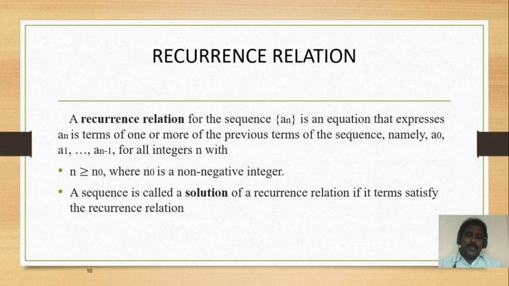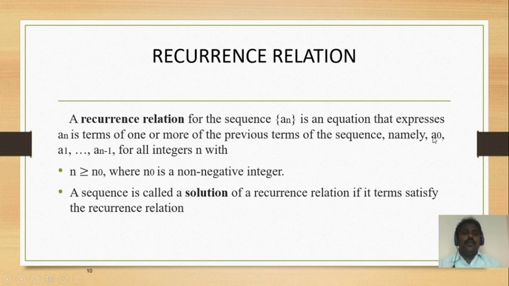Now recurrence relation. What is the definition of a recurrence relation? A recurrence relation for a sequence: I take a sequence an, which consists of the elements a0, a1, a2, and so on, an. A recurrence relation for a sequence an is an equation that expresses an in terms of one or more previous terms of the sequence.